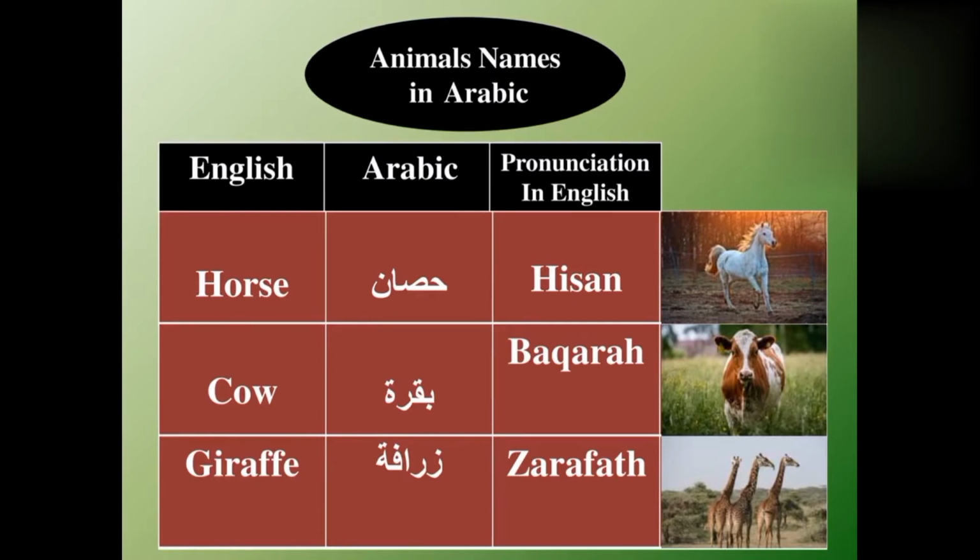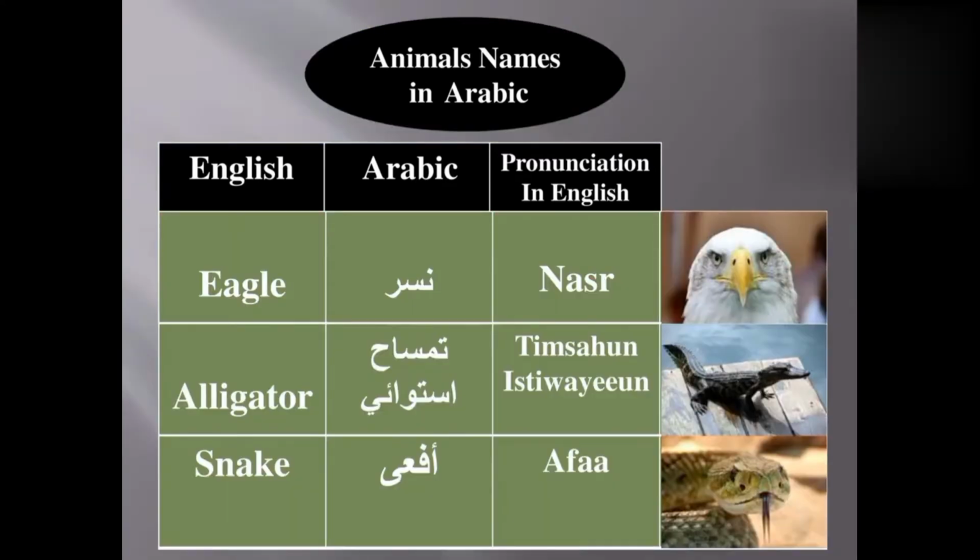Horse. For horse we use in Arabic hisan. Hisan means horse. Now see cow. For cow we use in Arabic baqara. Baqara means cow. Now see giraffe. For giraffe we use in Arabic zarafa. Zarafa means giraffe. Now see eagle.